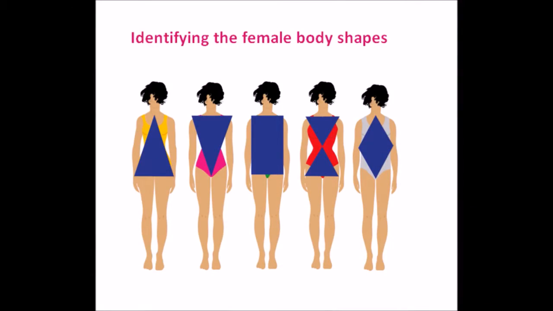Alright, let's start talking styling. We're going to start with body shape. Are you ready? Let's go. The different female body shapes are the hourglass, the pear, the rectangle, the inverted triangle, the diamond/apple.